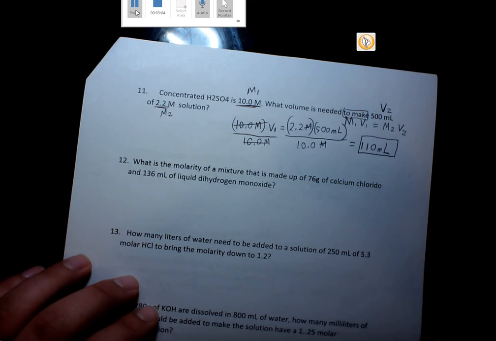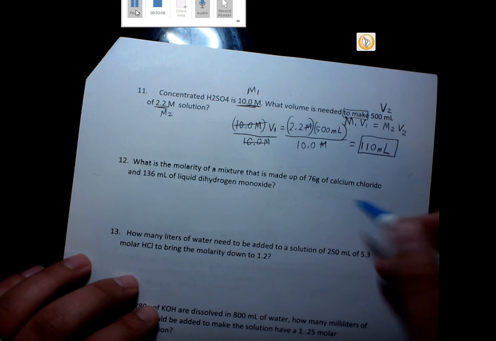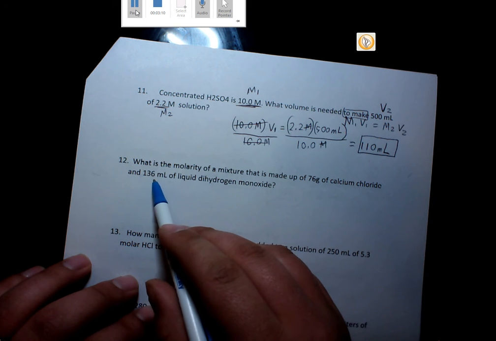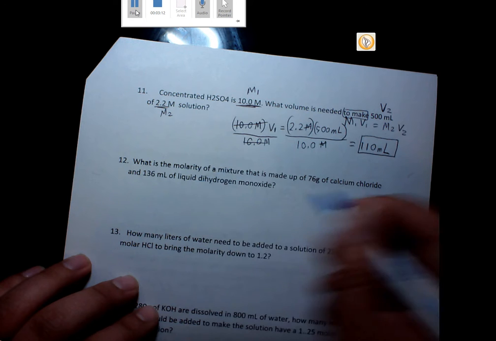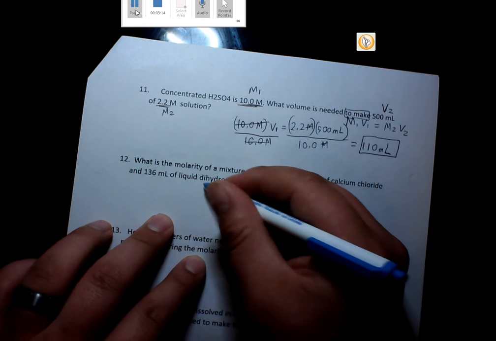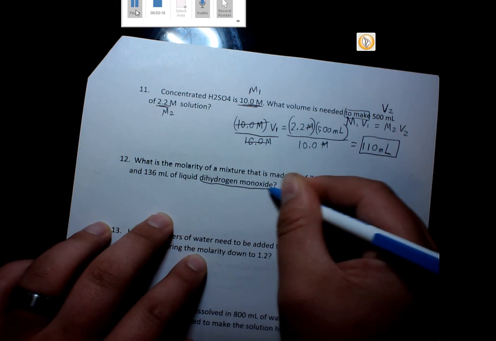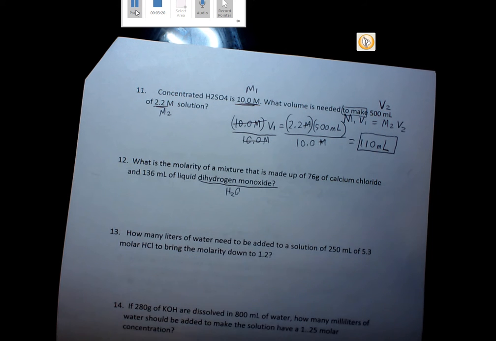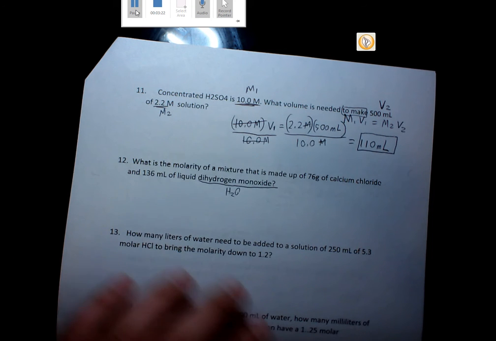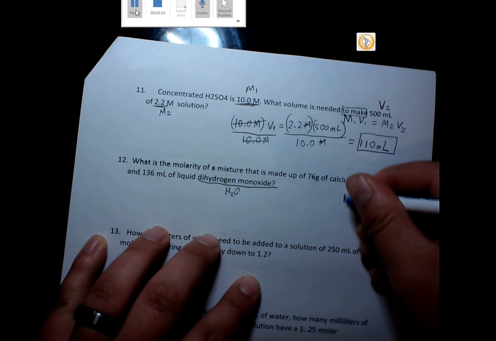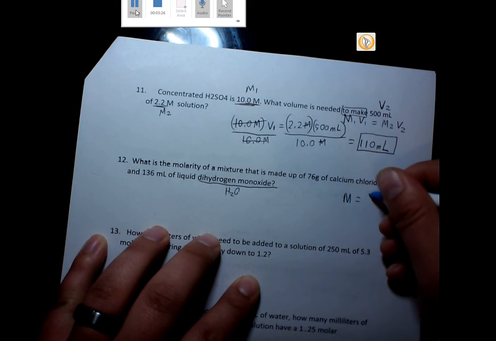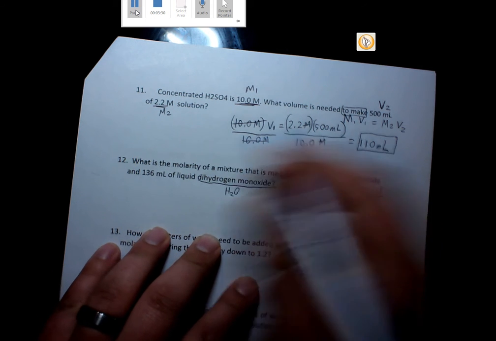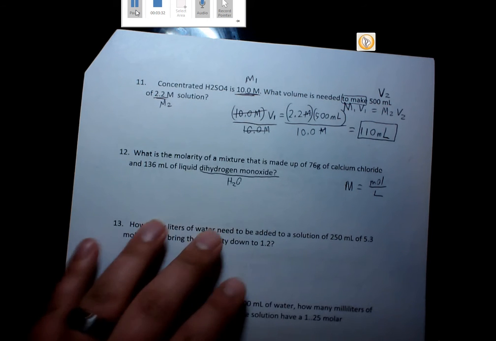Right, what is the molarity of a mixture that is made up of 76 grams of calcium chloride and 136 milliliters of liquid dihydrogen monoxide? Well, that's just our fun way of saying H2O. So it's a regular concentration question. So M equals moles over liters. We don't have moles and we don't have liters, so we got to convert both of those.